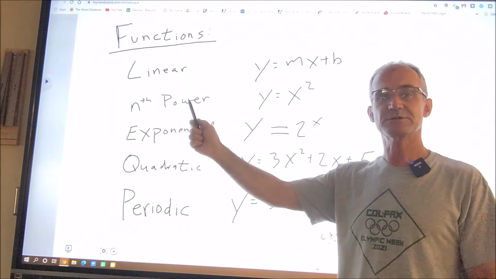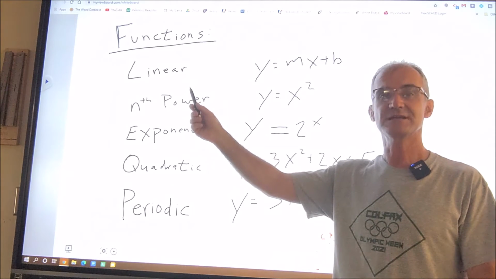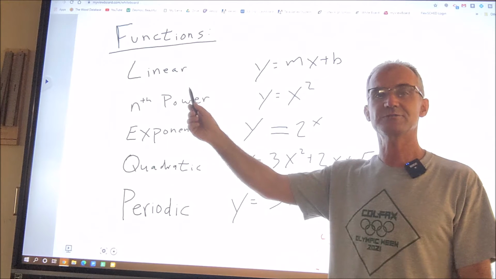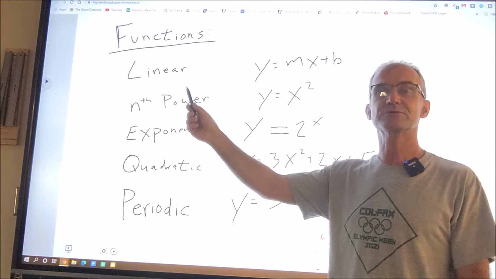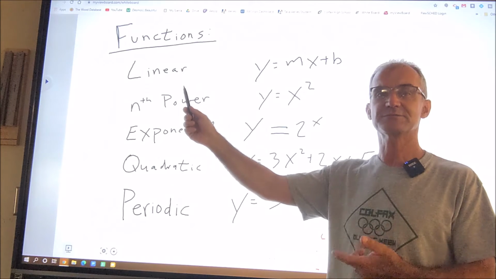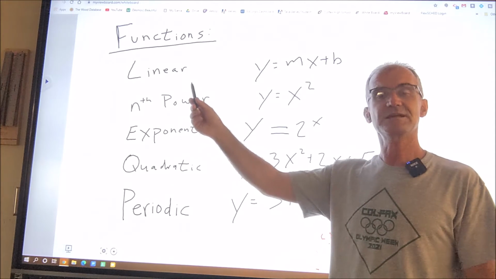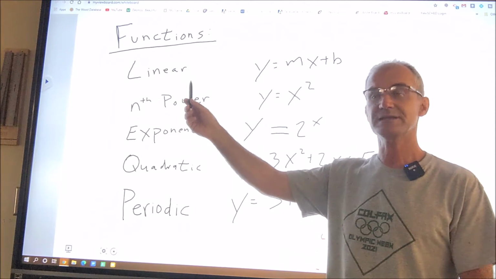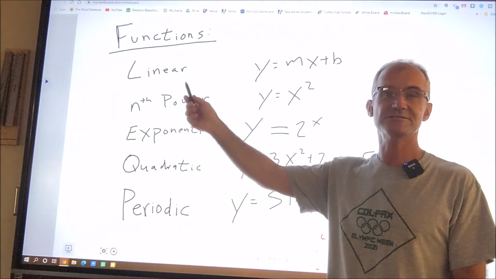The first function we're going to look at is a linear function. That really starts before Integrated 1 even. Something like y equals mx plus b. An example would be y equals 3x plus 5. It is a straight line on the xy coordinate plane, and it has a constant increase or decrease.